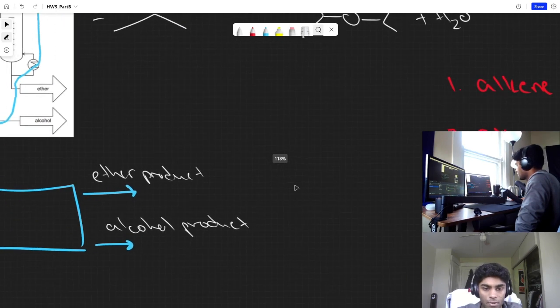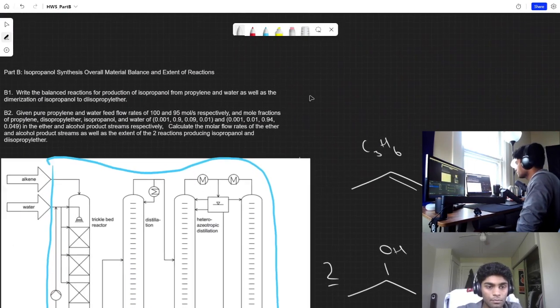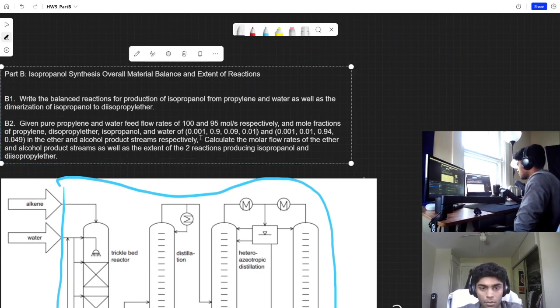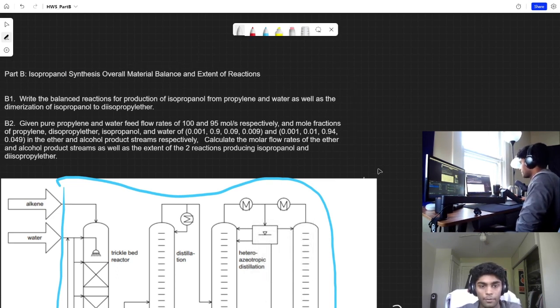That should be good. So let's say the X for our ether, we're saying that... we'll see, that doesn't add up to 1. So it's 0.009. Let's see, that's 0.1, 0.1. Yeah, that should be fine.